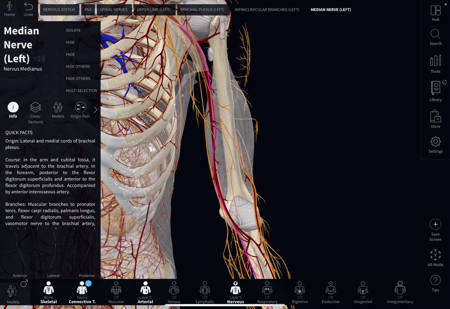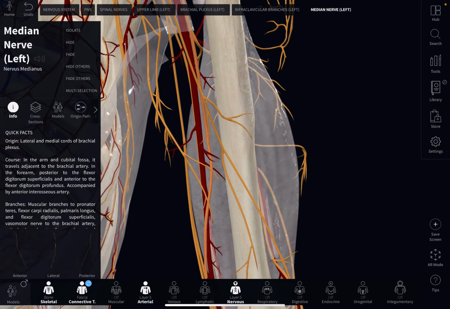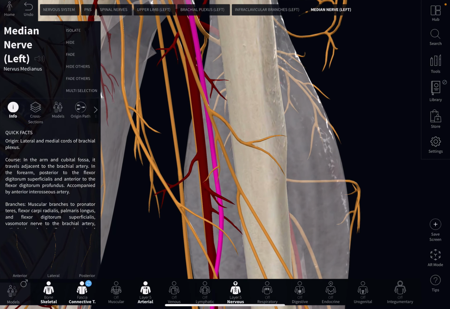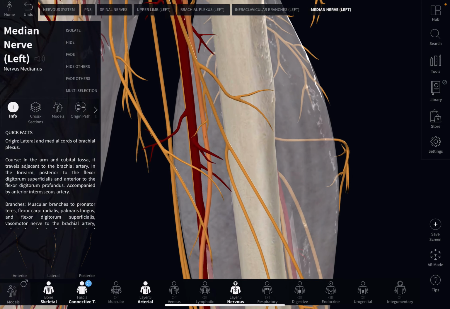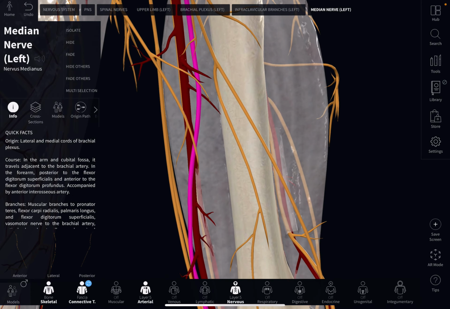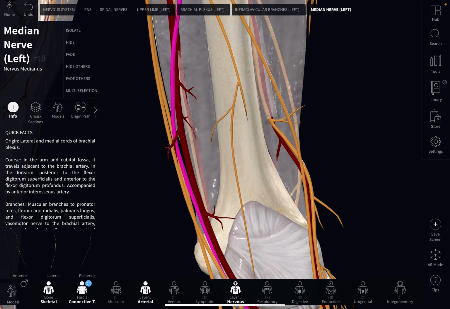It's crossing the artery from the lateral to medial side, meaning in the upper part the median nerve lies lateral to the brachial artery, in the middle it lies anterior to the artery, in the lower part the median nerve lies medial to the brachial artery.